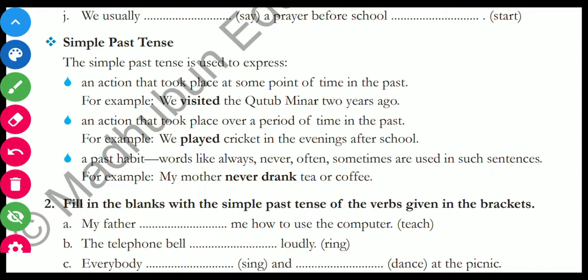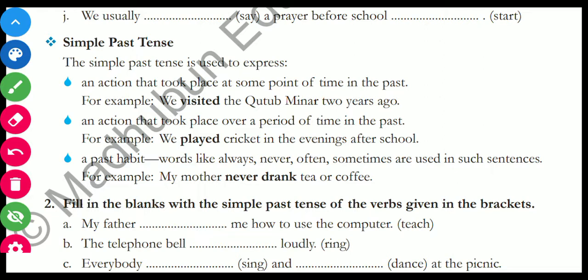An action that took place over a period of time in the past. That means we played cricket in the evenings after स्कूल. मतलब जब हम स्कूल जाते थे तो उस टाइम पे हम शाम को क्रिकेट खेला करते थे, तो वो बहुत लंबे ड्यूरेशन का टाइम था. सो दैट मीन्स दैट इन द पास्ट व्हेन द एक्शन वाज बीन परफॉर्म्ड इन अ डेली बेसिस, दैट इज सिंपल पास्ट टेंस. ओके, और पास्ट में जो हमारी हैबिट्स रहती हैं, दैट आल्सो आर बीइंग कंसिडर्ड इनटू सिंपल past tense.